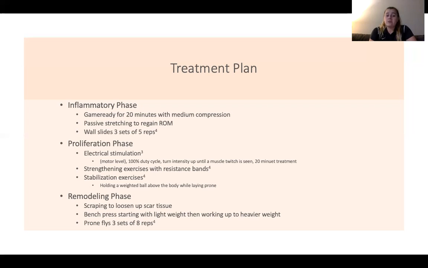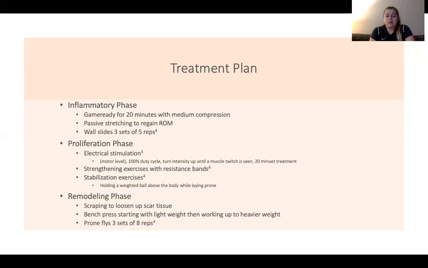Some exercises we can do: we're going to do some strengthening exercises with resistance bands, some extension pulls, flexion pulls, internal and external rotation pulls, really trying to work that range of motion while also regaining strength, and some stabilization exercises. For example, have the athlete lay supine on a table and have them hold a weighted ball above their body and first get them used to that. And then once they're used to that, you can apply some extra force to it if need be. Again, just help strengthen up that shoulder and regain some stabilization in there.